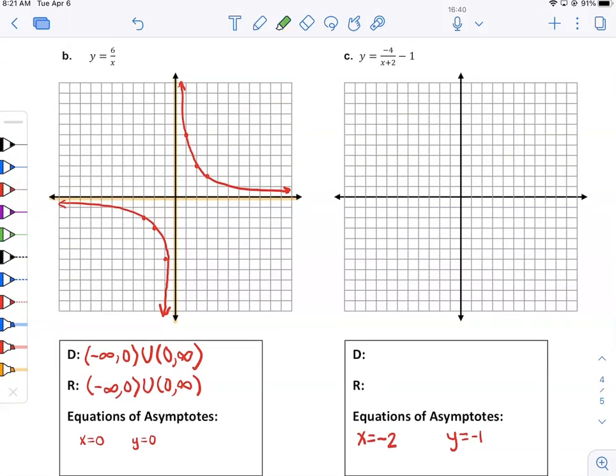Okay, so we want to start by graphing those asymptotes. So I'm going to graph at x equals -2. So go to your x equals -2 and draw a line straight through it. And then at y equals -1, your y equals -1, and draw a line straight through it.